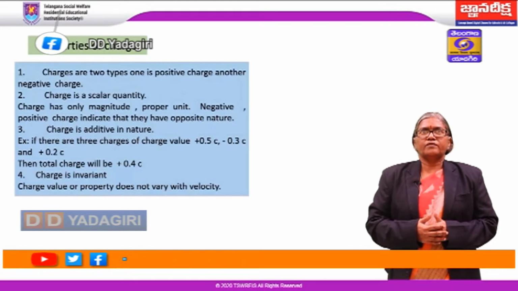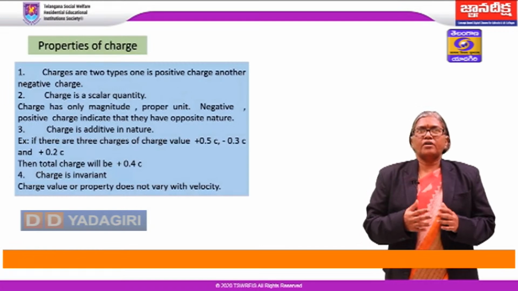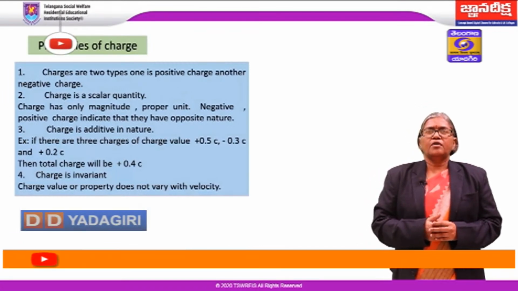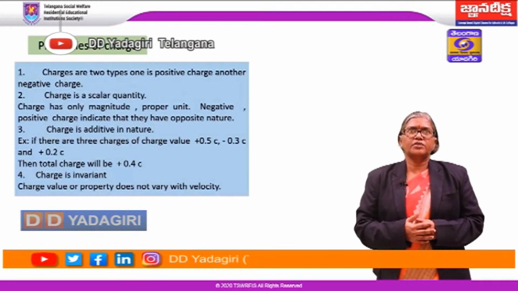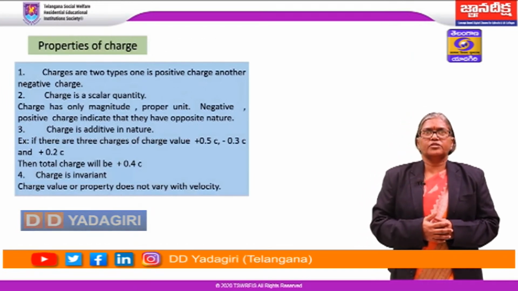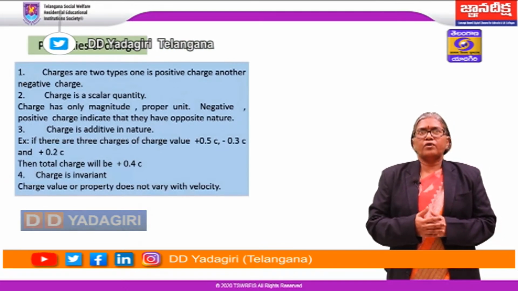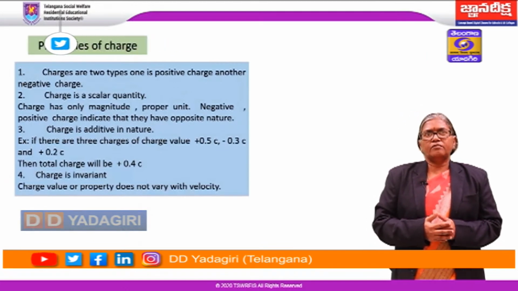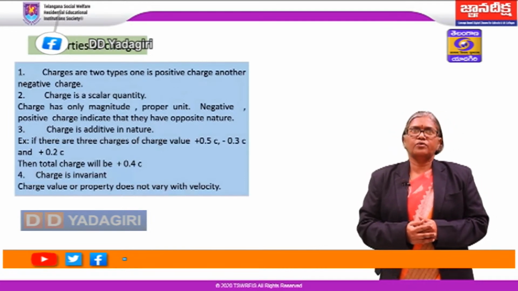Another property of charge is that it is additive in nature. For example, if we have plus 0.5 coulombs, minus 0.3 coulombs and plus 0.2 coulombs, and we add them together, we have to follow the algebraic method of addition. Then the total charge will be plus 0.4 coulombs.